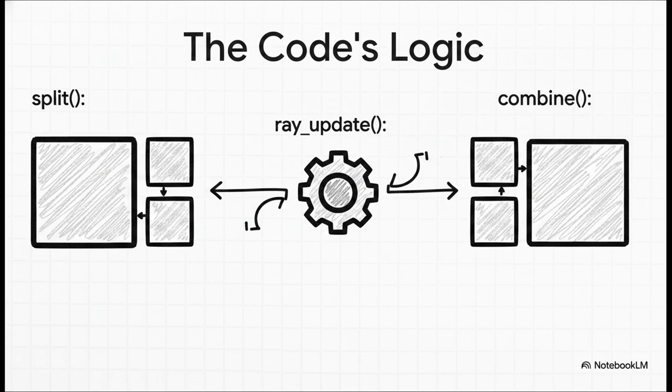And if we were to peek under the hood at the code, this is the basic logic you'd see. You'd have a central function, ray update, that's kind of like the boss. It takes in all that sensor data. When it gets new info that doesn't match the current map, it calls the split function to add more detail. And when it confirms that an area is all the same, it calls combine to save memory. It's this constant back and forth that keeps the map perfectly balanced.